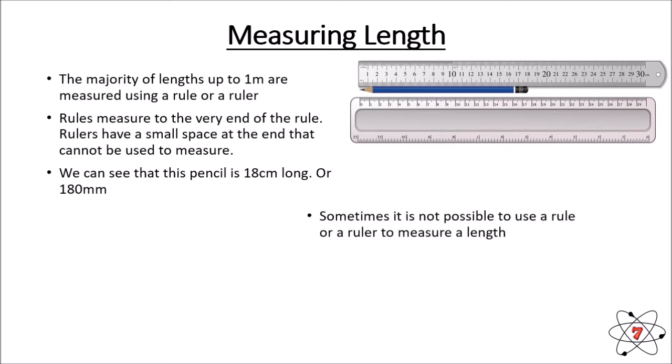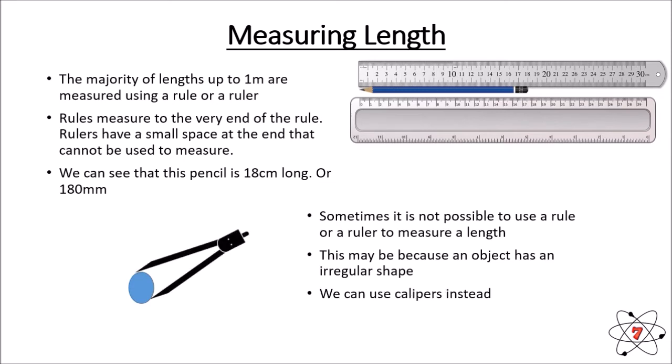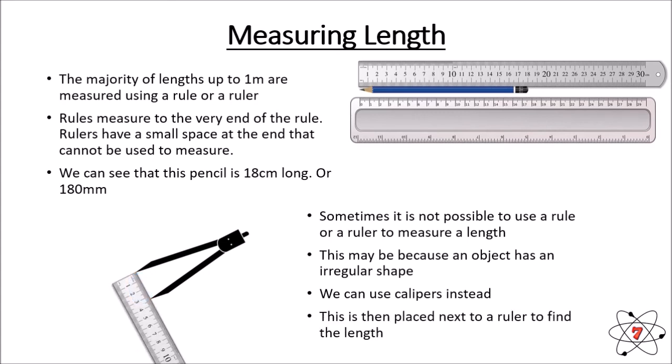Sometimes, however, it's not going to be possible to use a ruler or a rule to measure something, perhaps because it's got an irregular shape. This object here has a slightly irregular shape, so we can use something called callipers. We place our callipers on either side of our irregularly shaped object and we close them until it is the same length as the object. We can then place a ruler next to our callipers and we can measure the length.